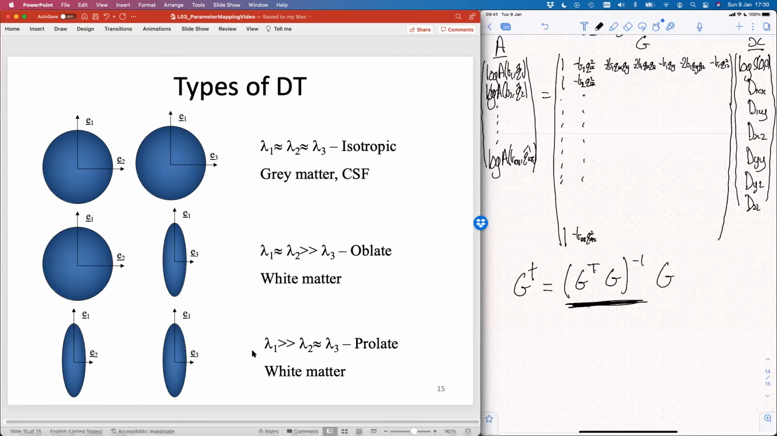Jumping to the bottom first, suppose we have 1 large eigenvalue and 2 smaller ones. Then that gives us what we call a prolate diffusion tensor or ellipsoid, which is elongated in one direction. So we have 1 long axis and 2 short ones, a kind of cigar-shaped ellipsoid. And that is the typical shape that we observe in white matter when the dispersion pattern is elongated in the fiber direction.